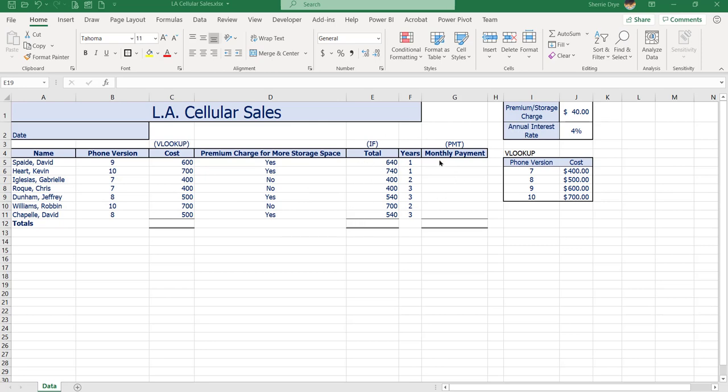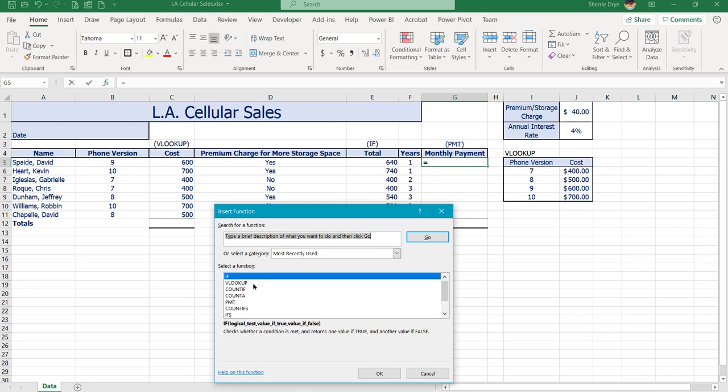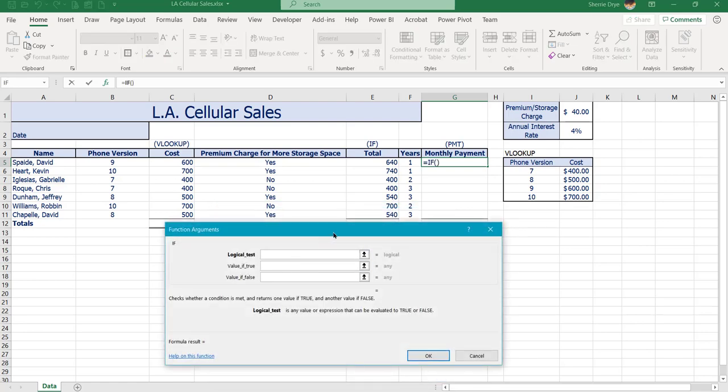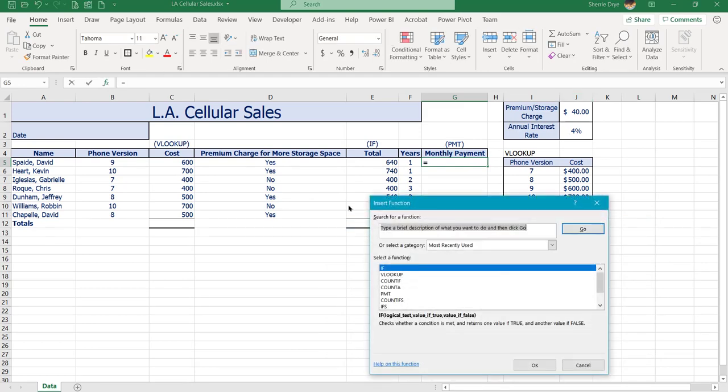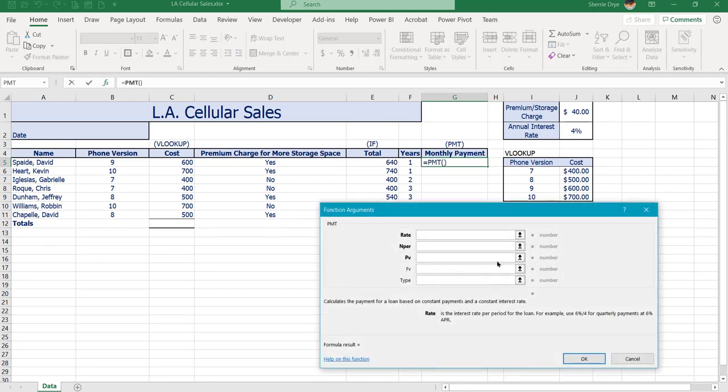and we want to calculate the monthly payment based on that total amount for the phone, the number of years that we'll be paying for the phone, and the 4% annual interest rate here. Okay, so we're going to use the payment function in this case. If you don't see it here, you can just type in PMT and find it. So I'll pull up my payment function here.